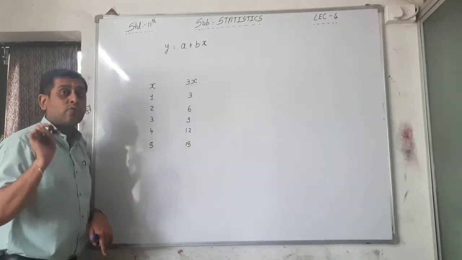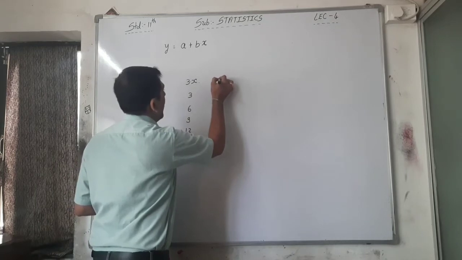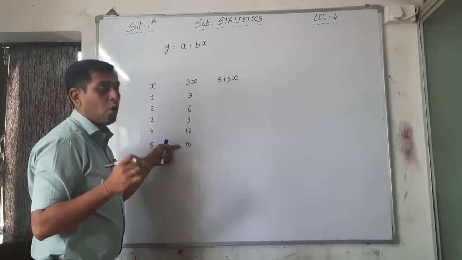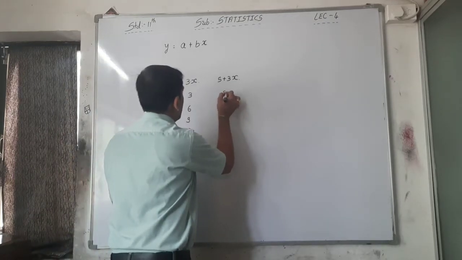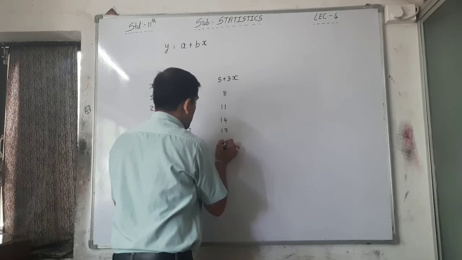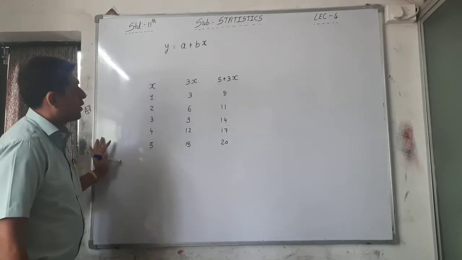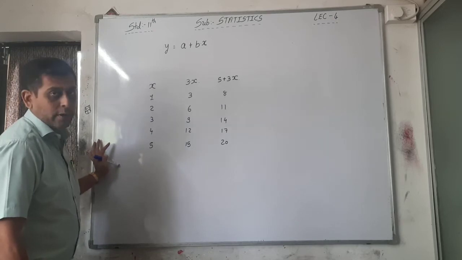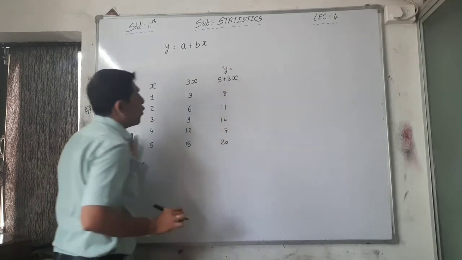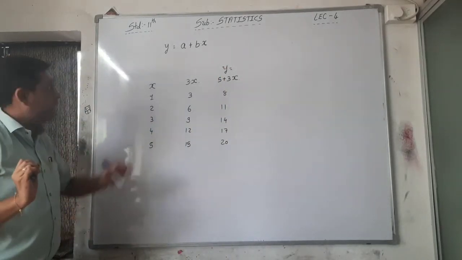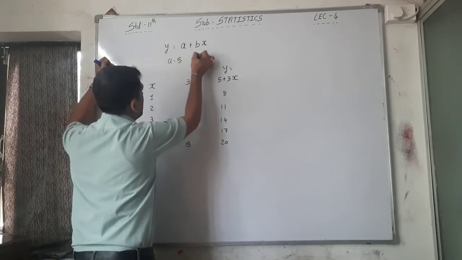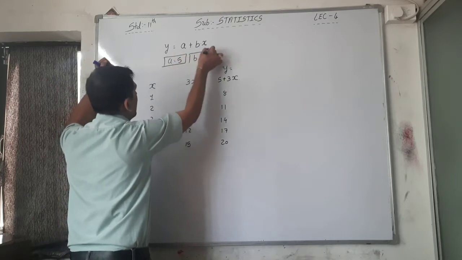Now I am adding a fixed amount to this again, that is 5 plus 3x. See, 3x is this one. We have to add 5 to all the observations. 5 plus 3 is 8, 11, then 14, then 17, and then 20. So here this is x, and now we can say this is y. y is equal to 5 plus 3x. Here y is equal to a plus bx, where I am taking a equal to 5 and b equal to 3, as an example.